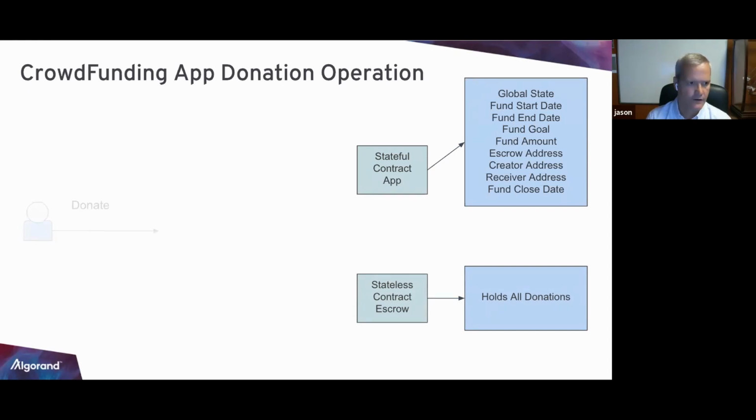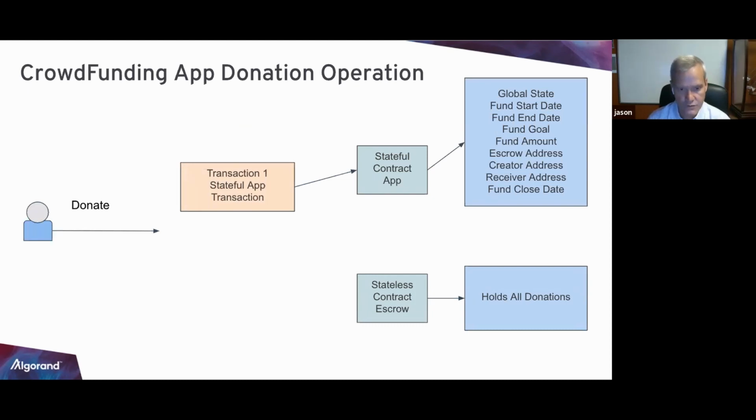All right, so let's say I have a user who's ready to donate. The first thing they'll do is create one transaction to call the stateful contract app that says, hey, I want to fund this escrow, and I want to fund this particular crowdfunding app that I want to stand behind. The second transaction they're going to make is the payment transaction from the donor to the escrow account.